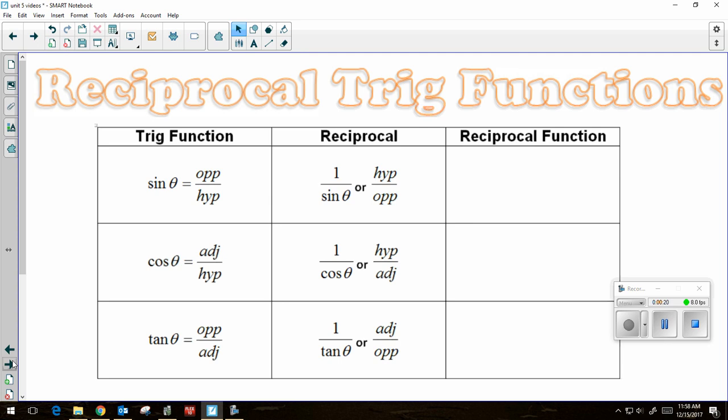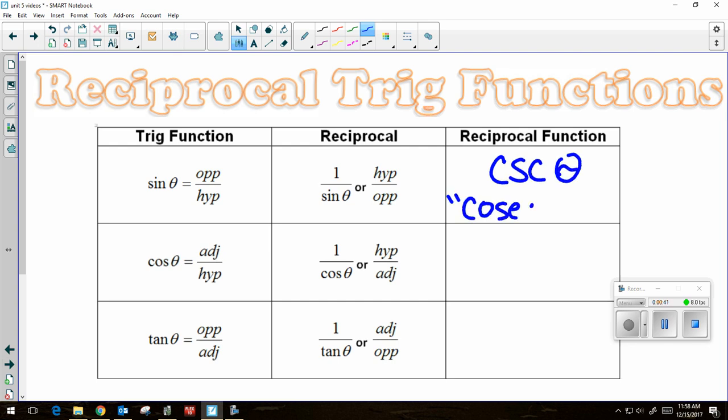But I can form the reciprocal of each of these. 1 over sine theta, 1 over cosine theta, 1 over tangent theta. When I do that, we form a new function. So 1 over sine theta, or the ratio of the hypotenuse over the opposite, is cosecant theta. And its abbreviation is CSC.